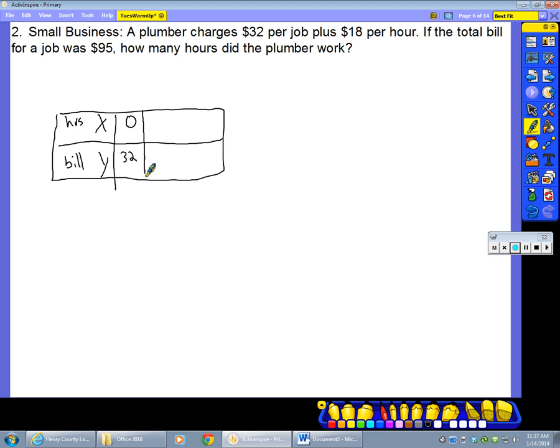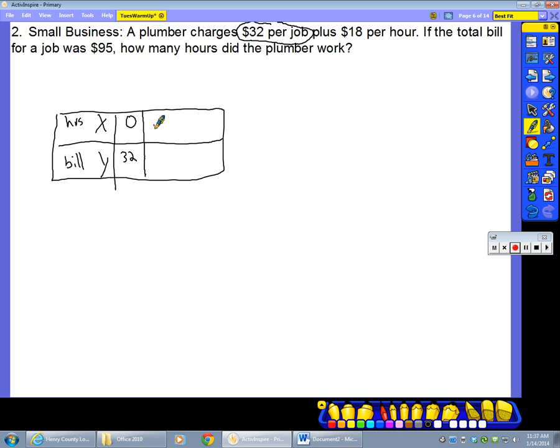And a lot of kids get thrown off on that because they think, well, if he works 0 hours, then he's not going to bill anything. It's going to be $0 for the bill. Well, you have to think about this, and this is very much like a real world situation. Lots of times they charge you just to come out to your house, and that's what's happening here. He's charging $32 just to come out there, whether he works or not.